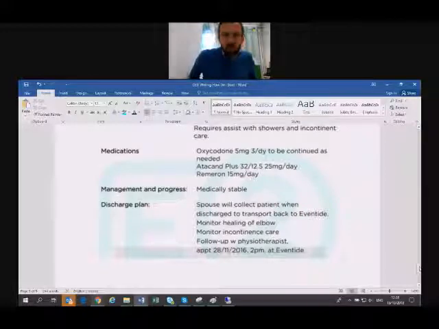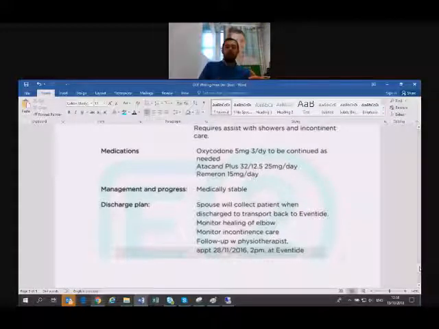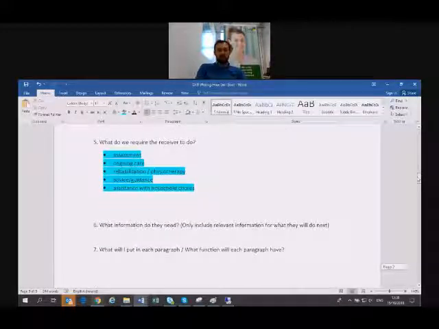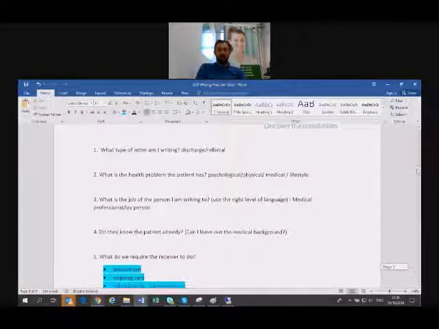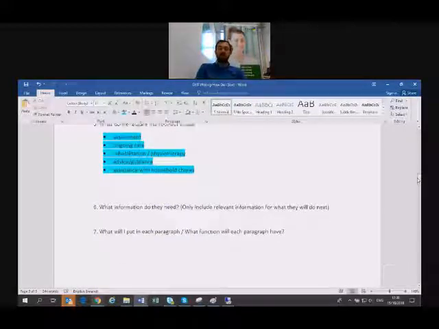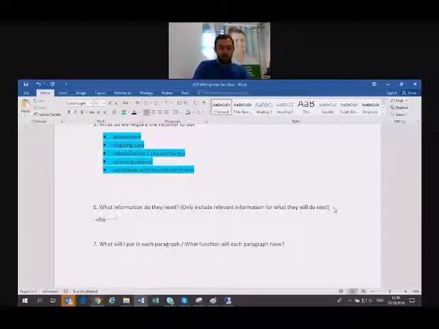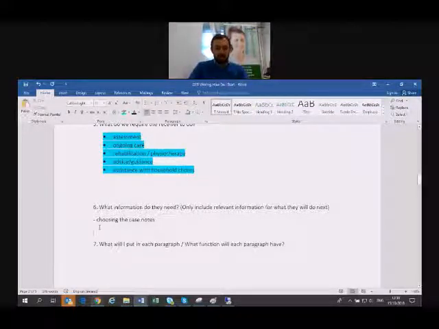So it's important for you to understand what you're looking for in the case notes before you look at them. If you ask yourself these questions, then you're going to be able to start your letter. After this, so this is basically using the case notes. Once you've done these ones, we're going to move on to number 7.